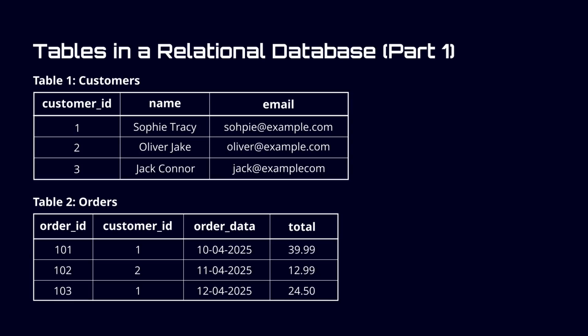the order. The key detail is that customer ID in the orders table is a foreign key. It links each order back to a specific customer in the customers table. This relationship helps the database understand which orders belong to which customer, a core idea in how relational databases work.